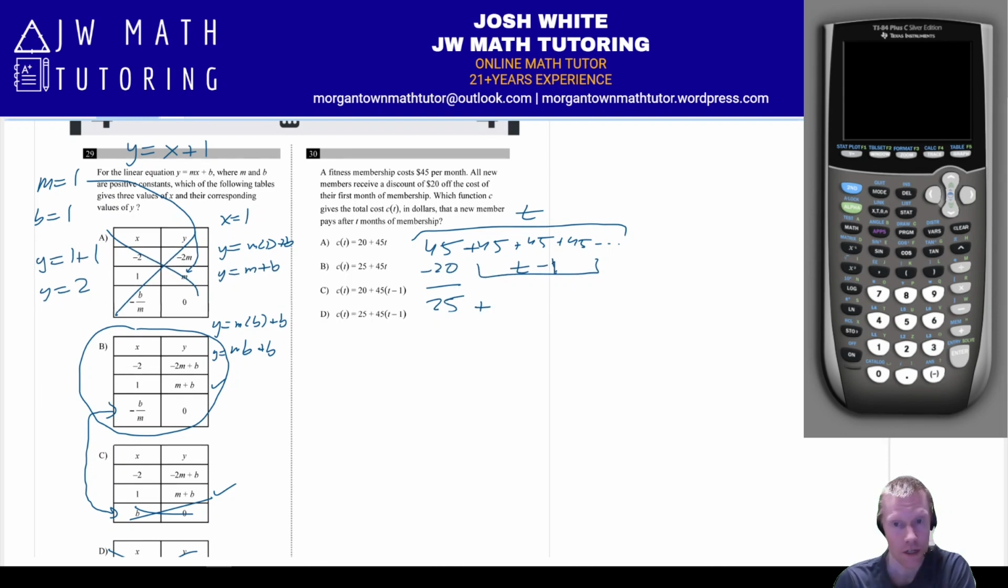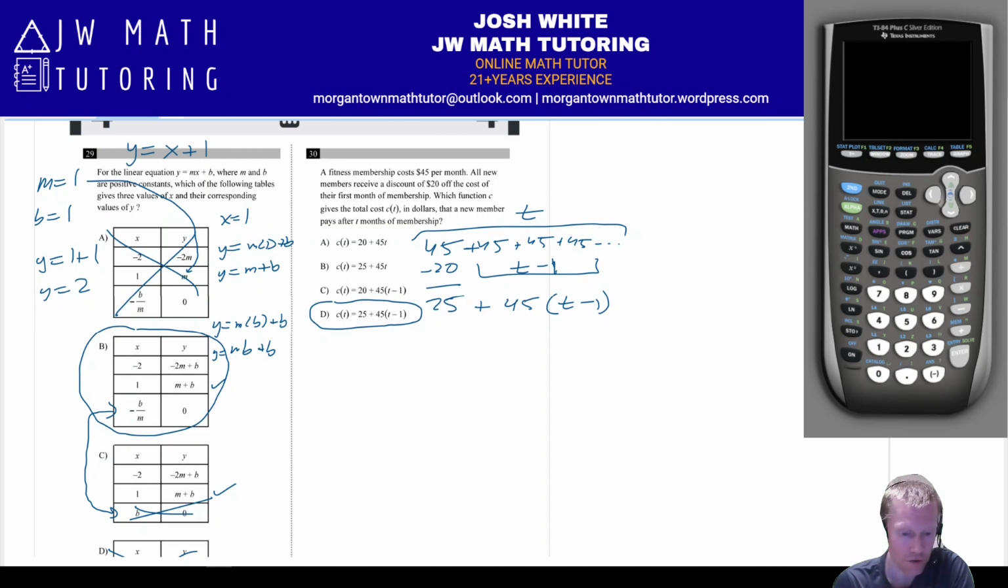So therefore, if I wanted to set up the equation, it's going to be $25 for month 1 plus $45 times the number of months remaining, which is T minus 1. So the correct answer for this one is going to be letter D.